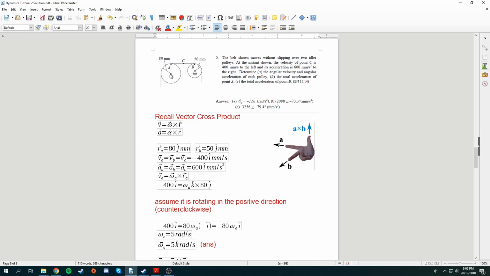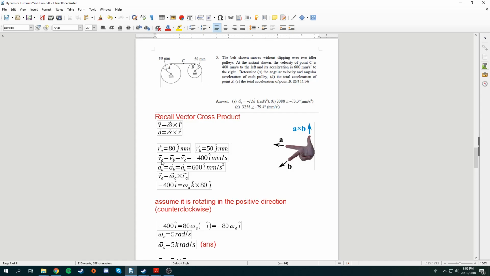Because this is point A, I take this as my point of origin. So 80 mm upwards, that's why it's in the j direction. And for the radius of B, I take this point as the origin, that's why it's 50 in the j direction. Once I have these two, I just write them down.